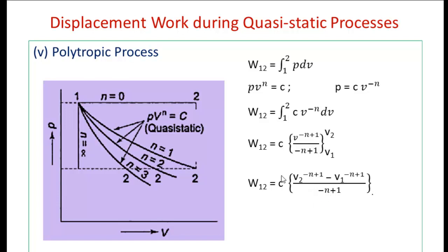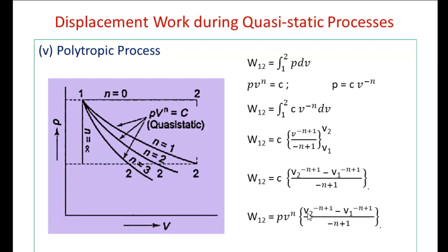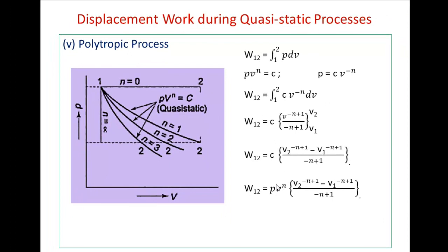Correct. So now let us replace C by PV power n. When this is taken inside, for this I will write P2 V2 power n. Whereas here, when I bring this PV power n, I will write it as P1 V1 power n.